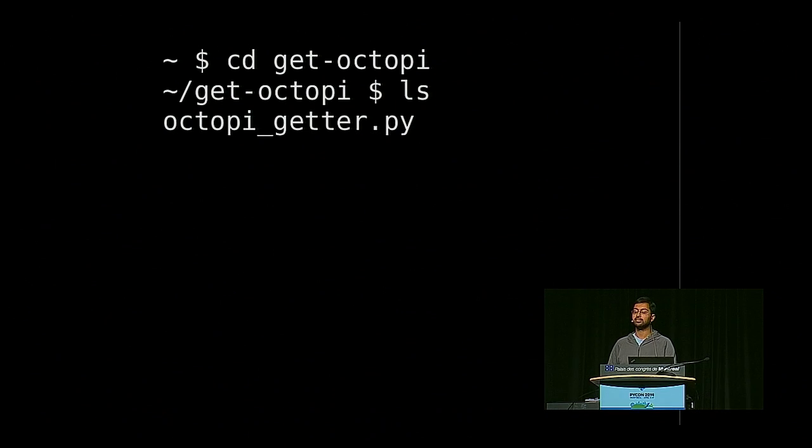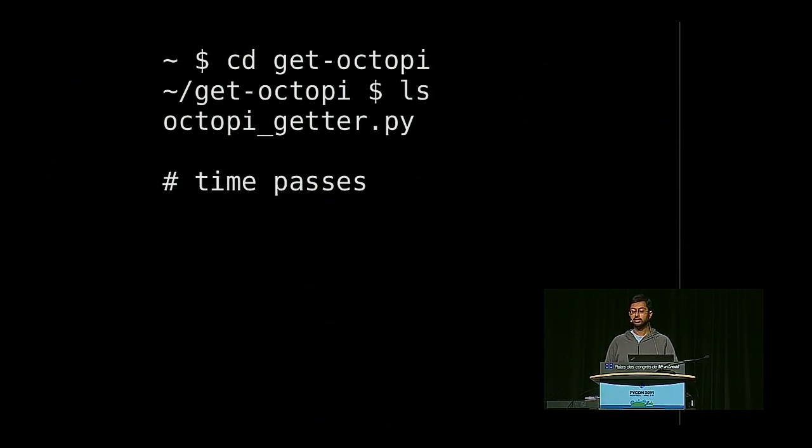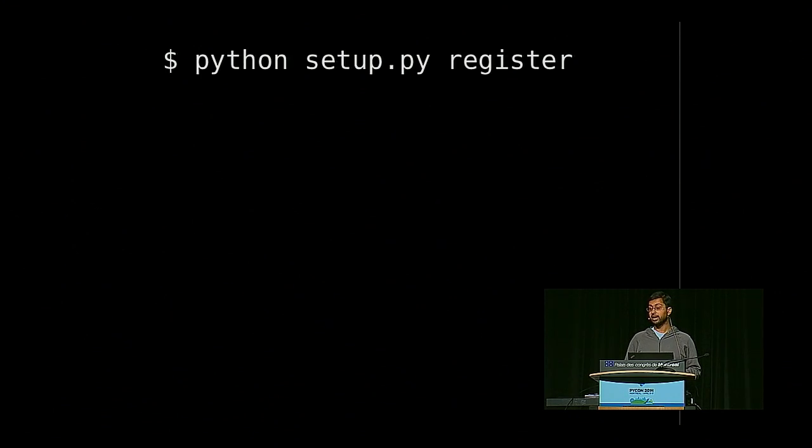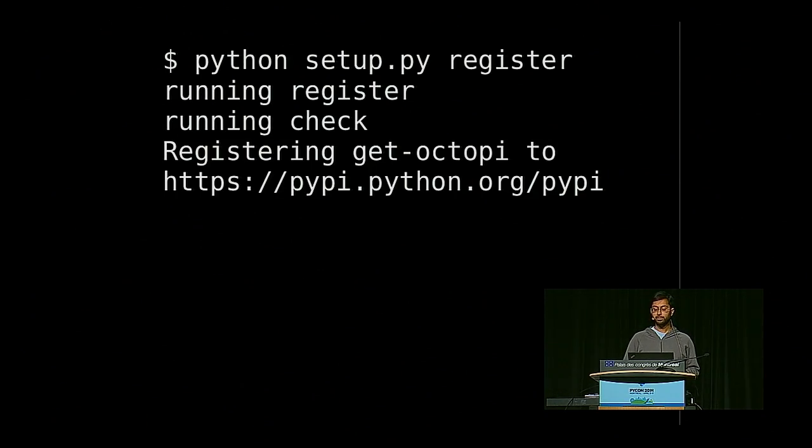Some time passes, and I've read somewhere that I need a setup.py and a license in order to make this a real open source project. So I've added those. And now it's time to register it with the Python package index, so other people, other octopus sweatshirt enthusiasts, can find this on the Python package index. To do that, you run the register command, which prints some stuff and succeeds.